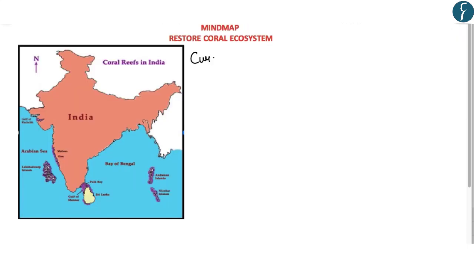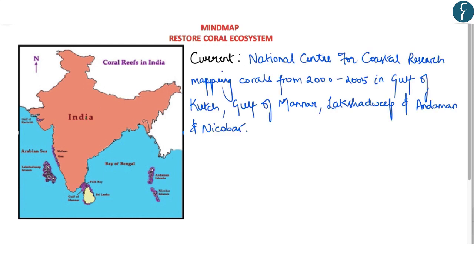So this news suggests that from 2000 to 2005, the National Center for Coastal Research has been mapping corals in the Gulf of Kutch, Gulf of Mannar, Lakshadweep and Andaman and Nicobar Islands. Let us also locate these places on the map of India. So here near Gujarat lies the Gulf of Kutch. Then we have Lakshadweep Islands. Here we have Gulf of Mannar. And finally here we find the cluster of Andaman and Nicobar Islands.